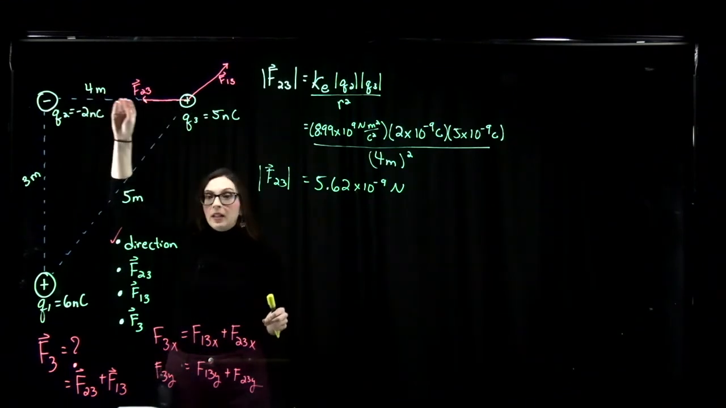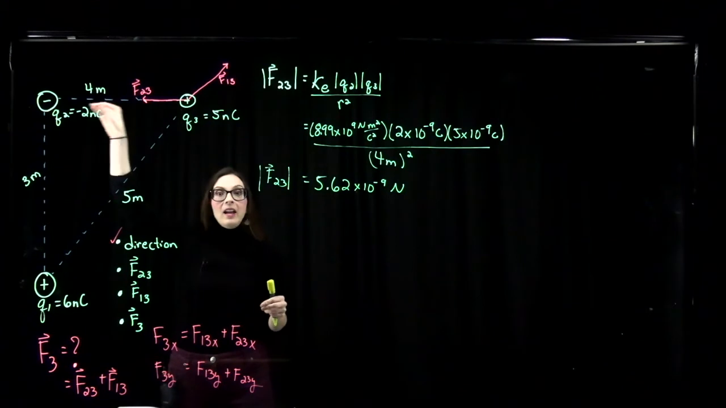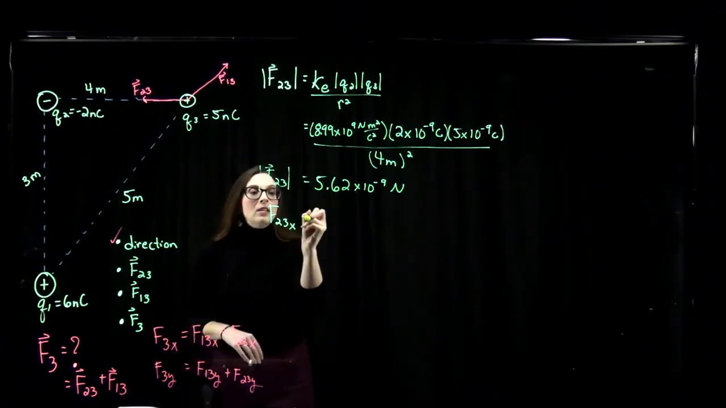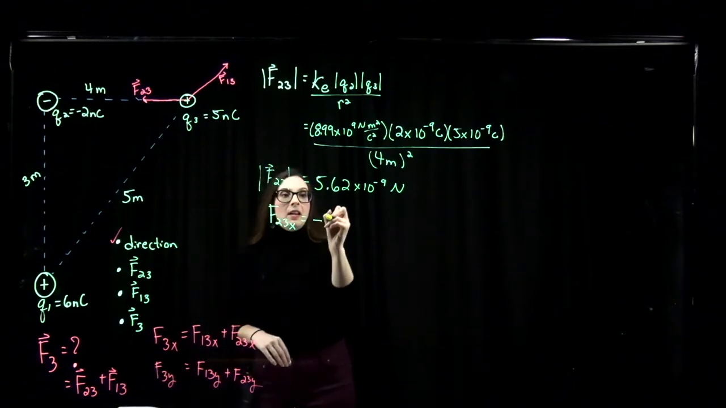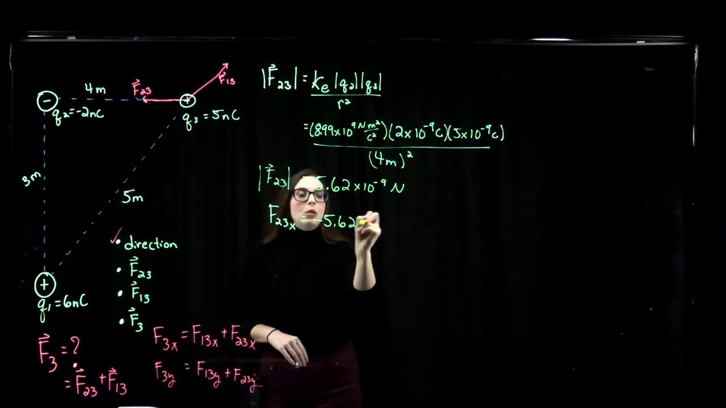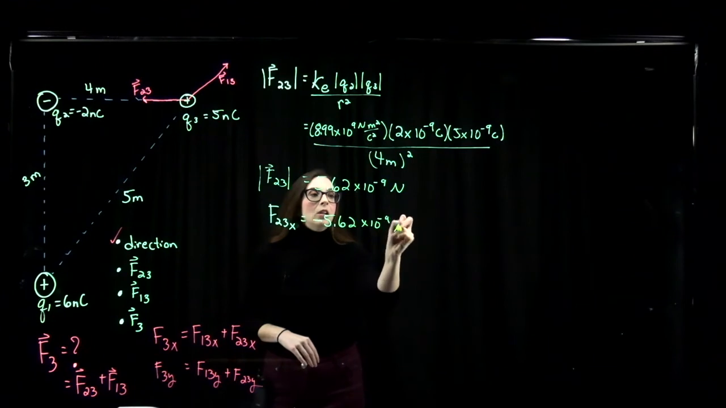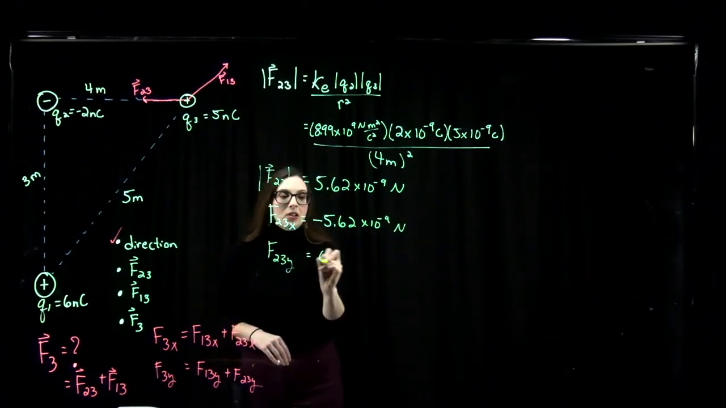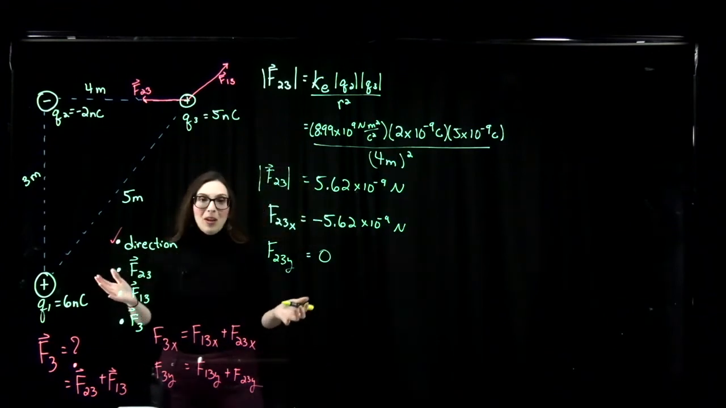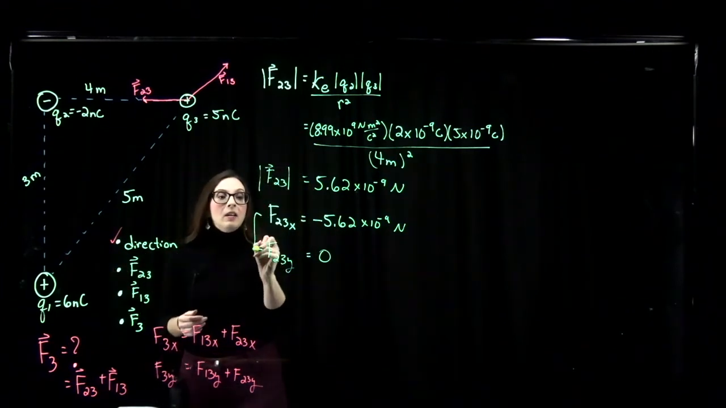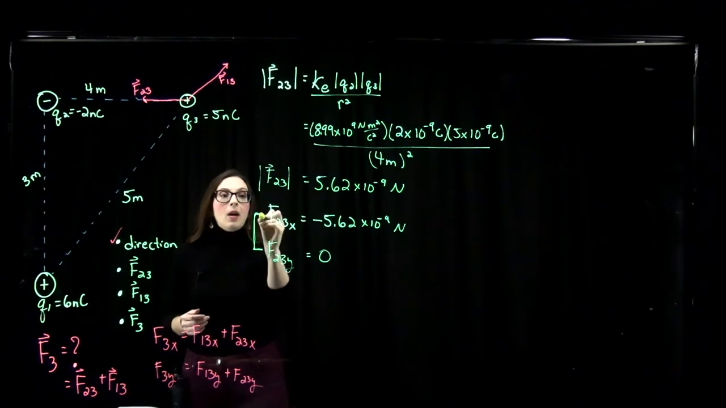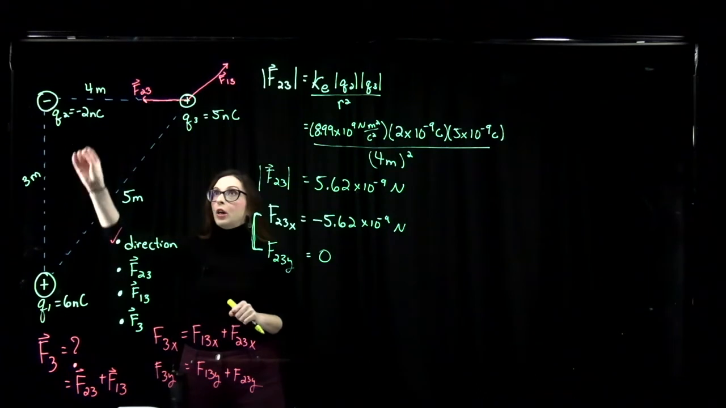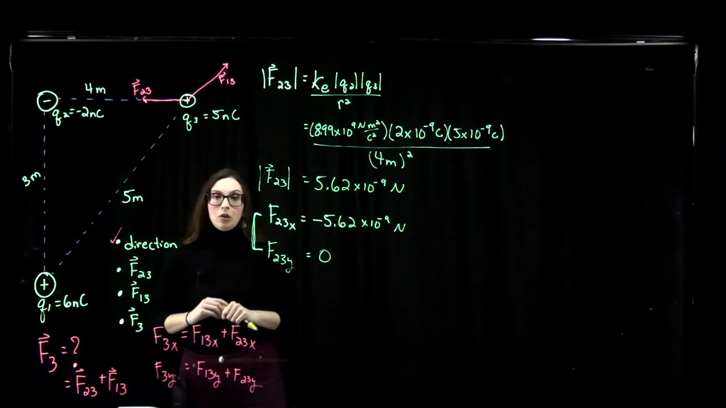F23 is only pointing in the x direction. It's in the negative x direction. So F23x is equal to minus 5.62 times 10 to the minus 9 newtons. F23y is actually just 0. There's no y component. So these are my components of my vector F23. That's the force that charge 2 is exerting on charge 3.